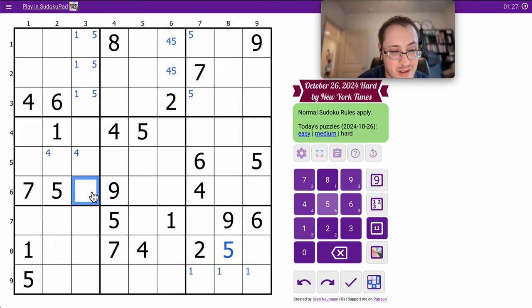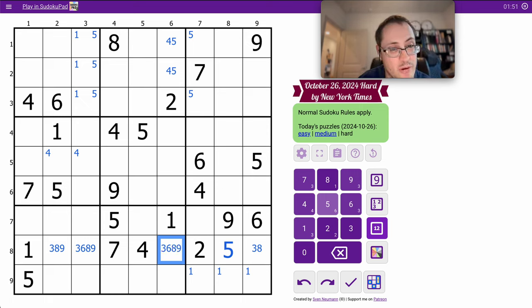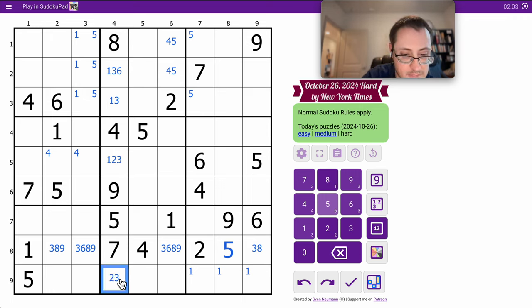Well, row six, column three has nothing looking into it. One, two, four, five, seven leaves three, six, eight, nine for row eight. In that configuration, column four needs one, two, three, and six. In that configuration, six in column one can only go in box four.